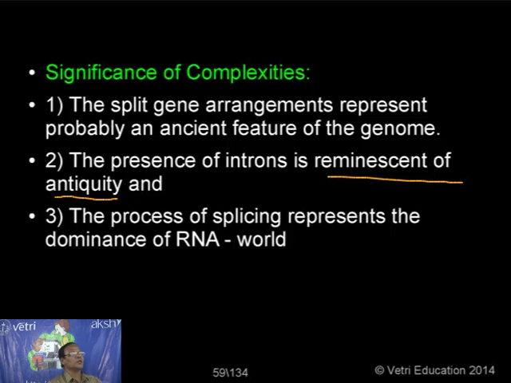That is why the process of splicing occurs. So splicing represents the dominance of the RNA world, and without RNA we don't have the ability of translating the message in DNA to form the protein. That is why they play a major role. They are dominant in the genetic field. So these are all the major significance of the complexities: the presence of split genes, the presence of introns, and the process of splicing all represent complexities. Why are they found only in eukaryotic cells?